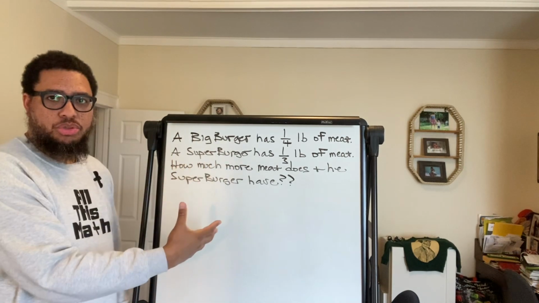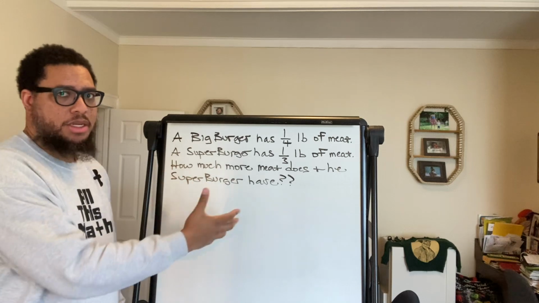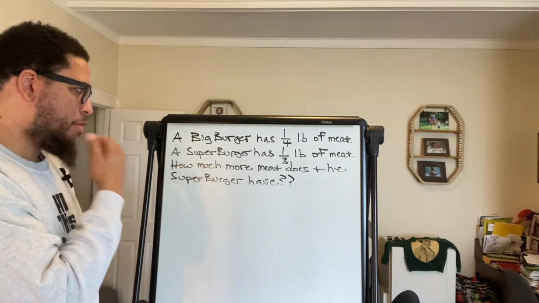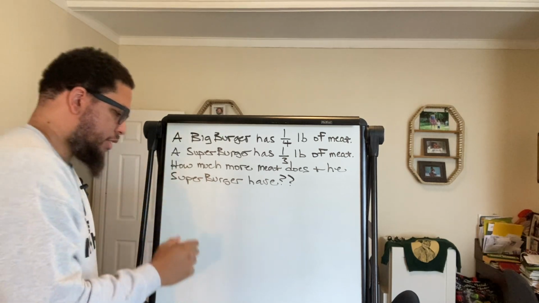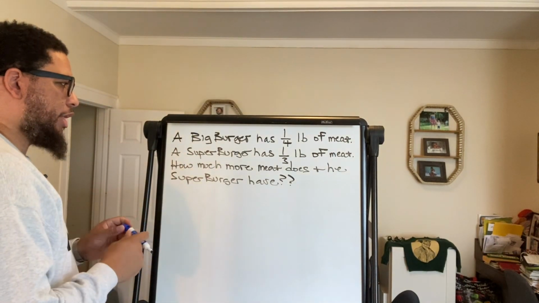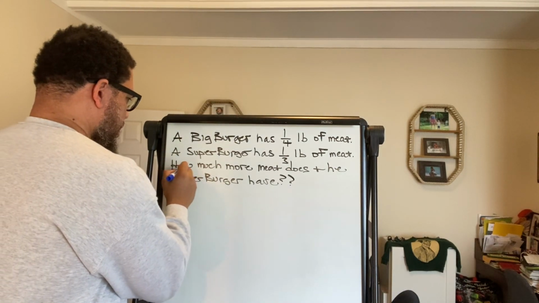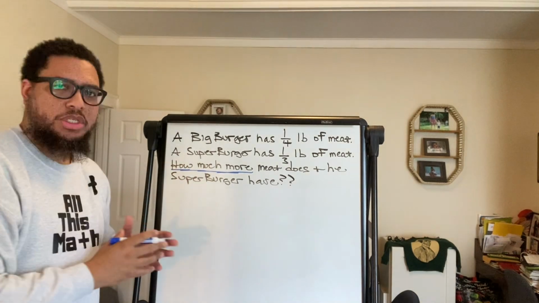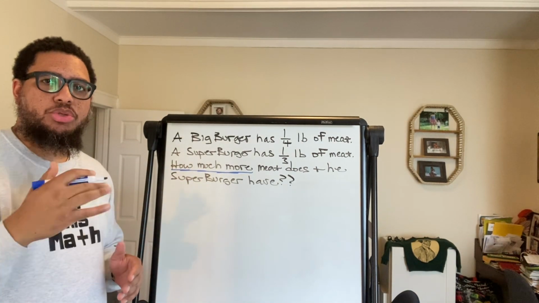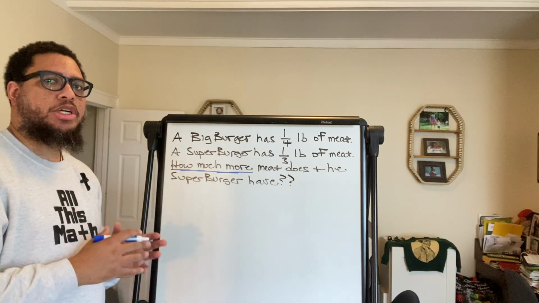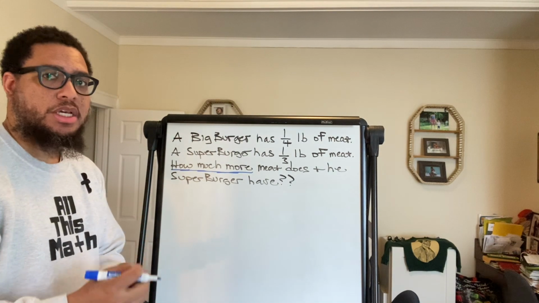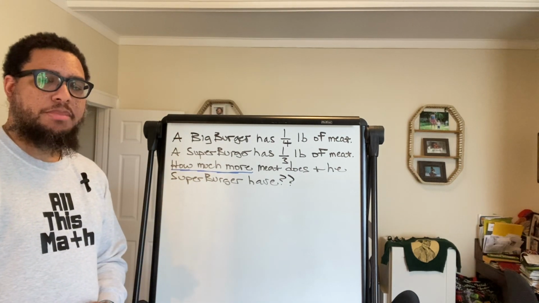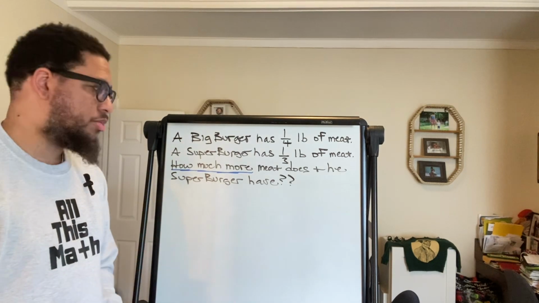They already just told you that the super burger is heavier. It's got more meat in it. So the super burger has more beef in it, or more meat. Now, this is the mathematical language. How much more? When you see the phrase how much more, that indicates that you need to do some type of subtraction. You're subtracting one thing from the other to find the difference. The difference is a term we use in mathematics to describe the result after we do subtraction.